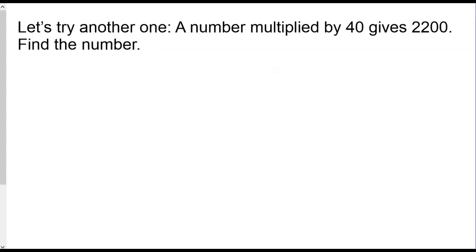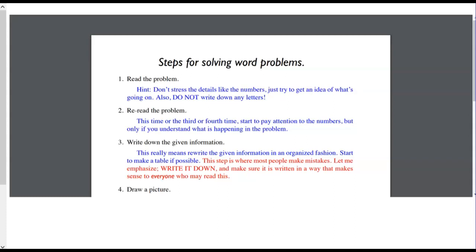So here's one. A number multiplied by 40 gives 2,200. Find the number. So I pause there because I want to make sure that you get an opportunity to think about this, and also so that we are practicing what you saw in a previous video, or hopefully you saw, there's another video from Module 1 that you can go back and watch. It talks about steps for solving word problems. This is just a piece of it.